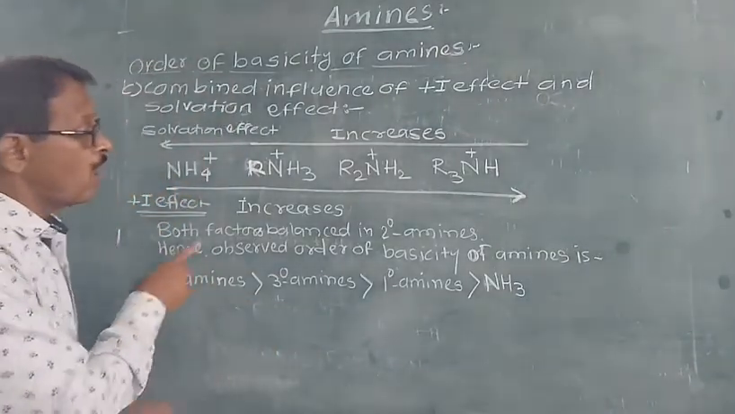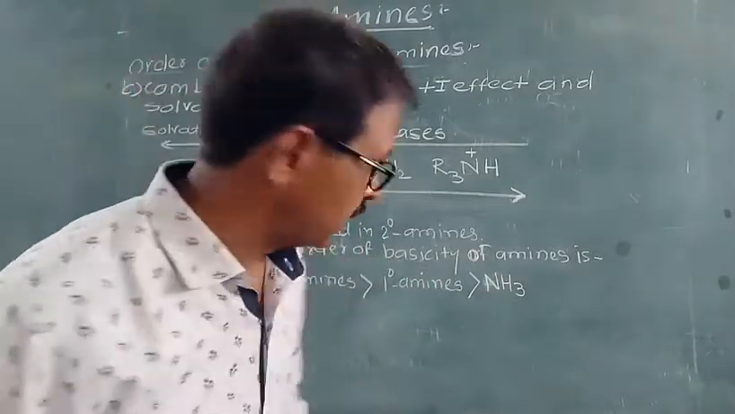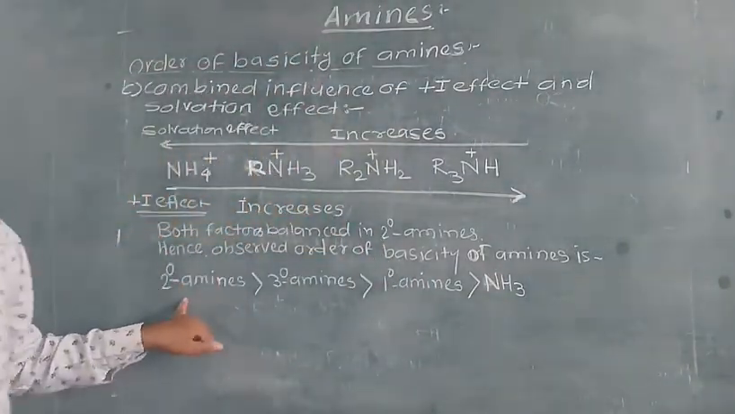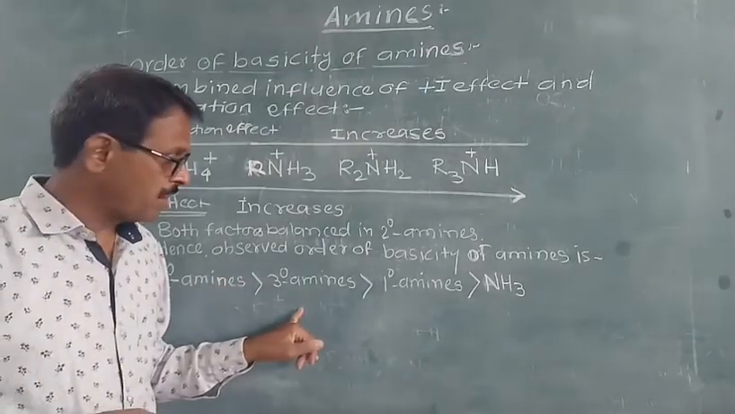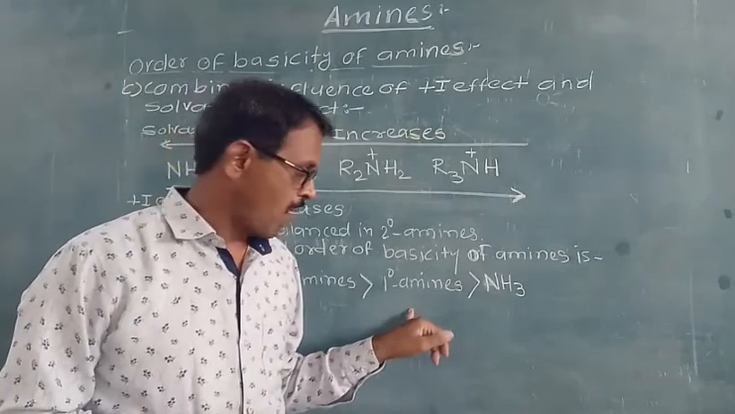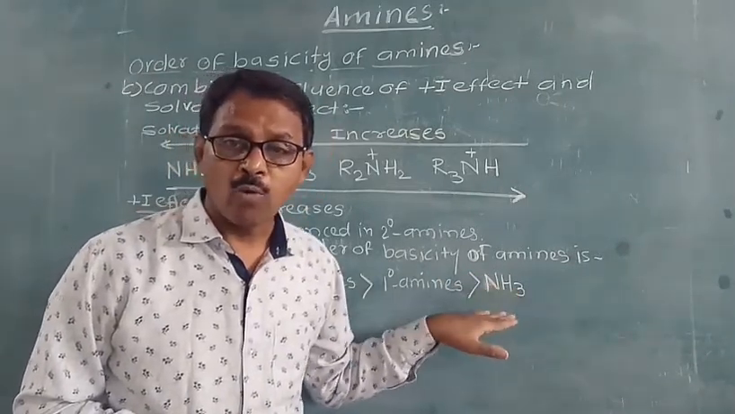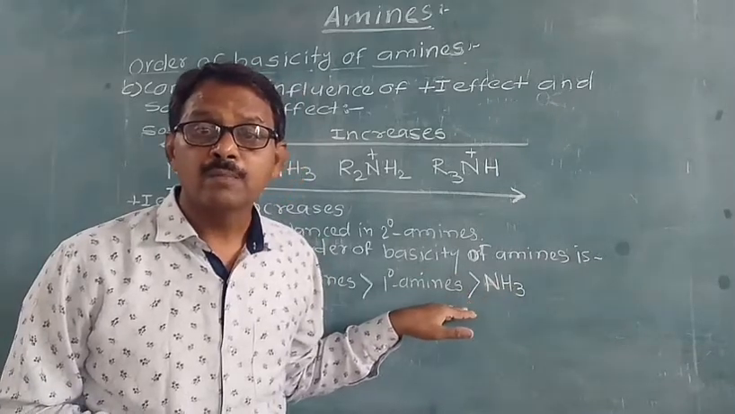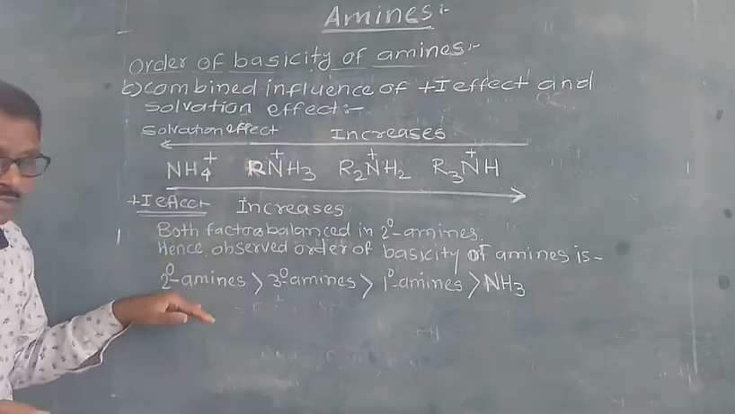Therefore, hence, the observed order of basicity of amines is like this. Secondary amines are more basic than tertiary amines, and tertiary amines are more basic than primary amines, and primary amines are more basic than ammonia. Exactly, this is the observed order of basicity of amines.